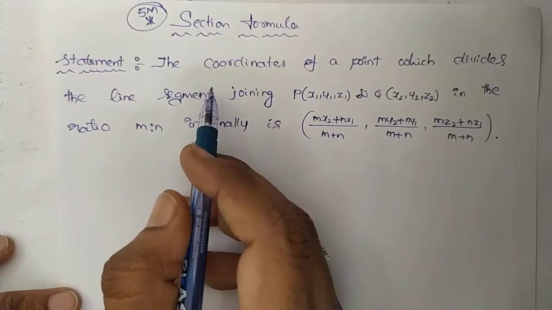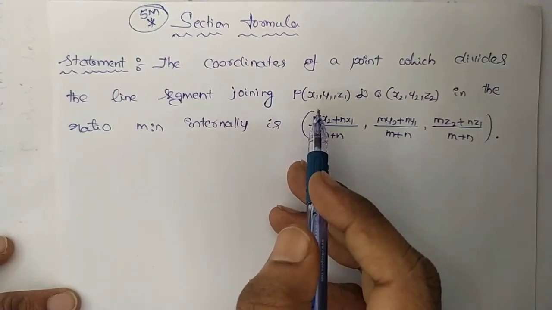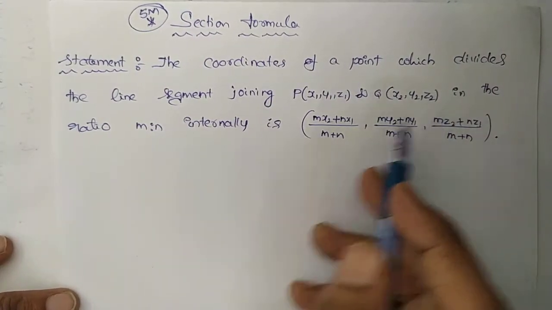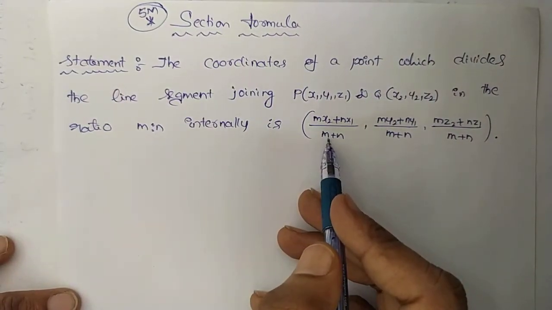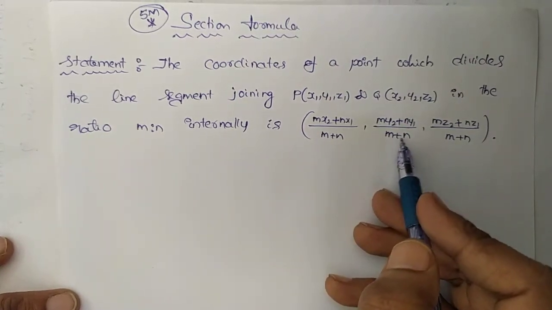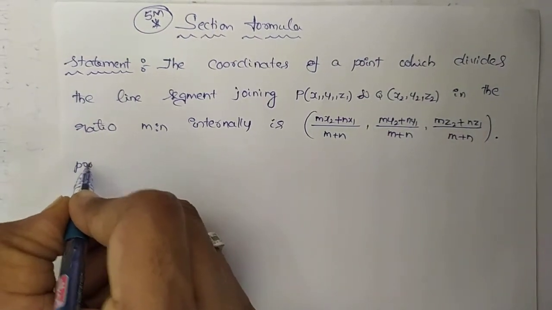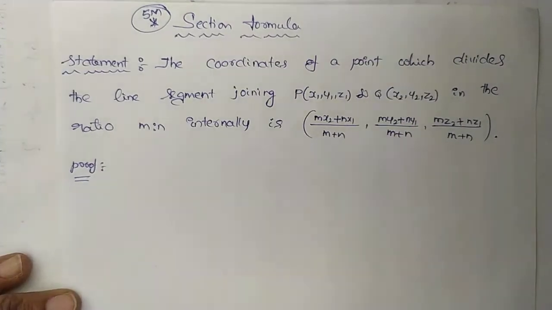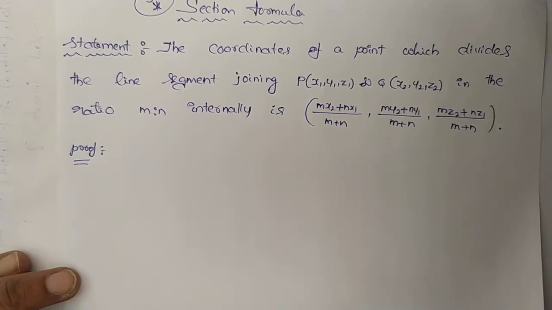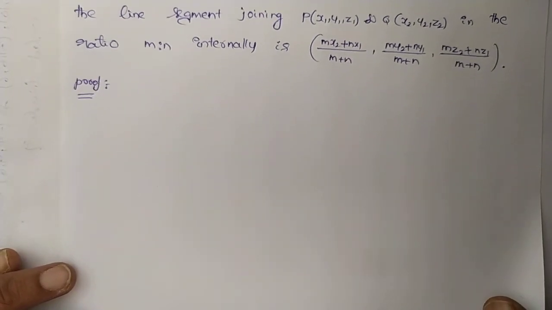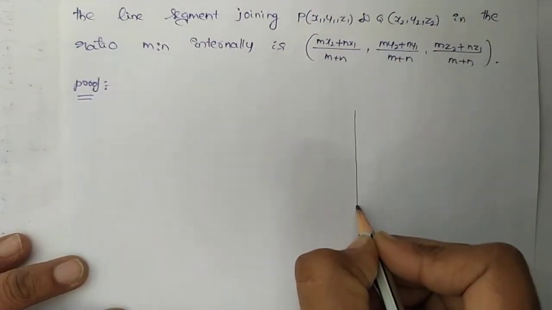See the statement: the coordinates of a point which divides the line segment joining P(x1, y1, z1) and Q(x2, y2, z2) in the ratio m:n internally are (mx2 plus nx1) by (m plus n), (my2 plus ny1) by (m plus n), (mz2 plus nz1) by (m plus n). Hence, we have to prove this. Very important one. Listen carefully. Let us consider 3-dimensional space.